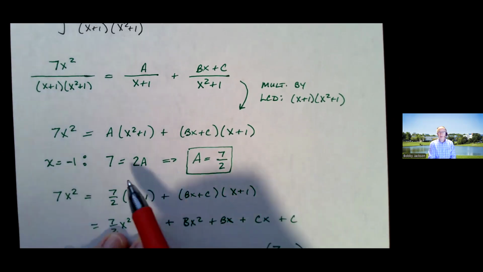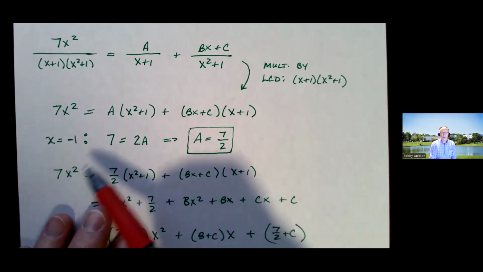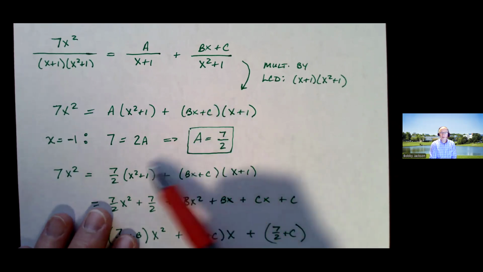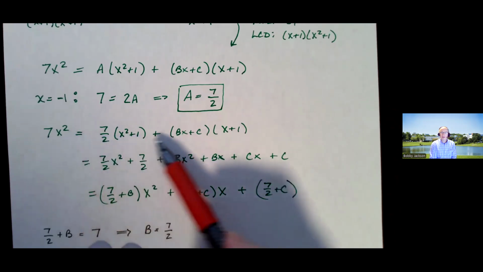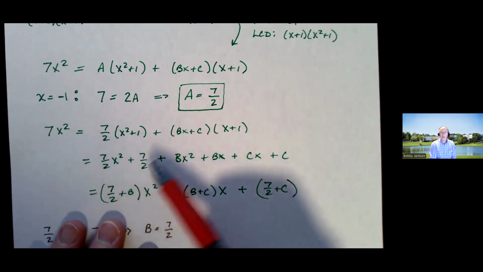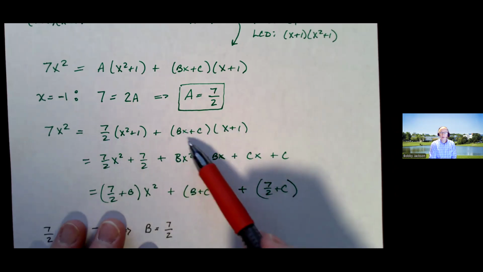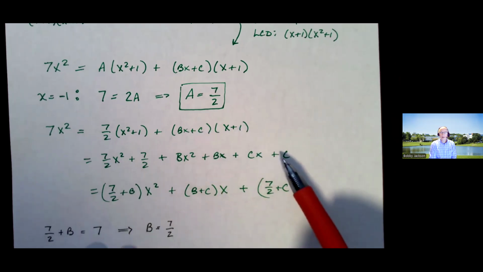And then I'm going to go ahead and find B and C by doing the method of undetermined coefficients. I'm going to just rewrite this same equation, except I'm going to replace A with 7 halves. So now I know 7x squared is equal to this. Let's expand this out and combine like terms. So distribute the 7 halves through. Gives me this. FOIL this out. Bx times x. Bx times 1. C times x. And C times 1. And then combine like terms.